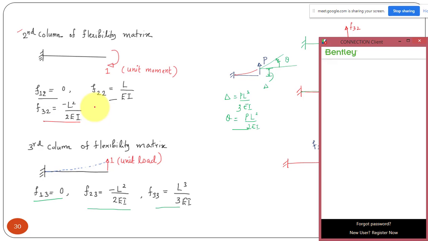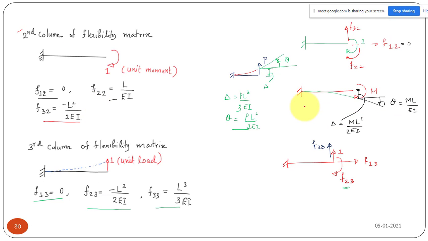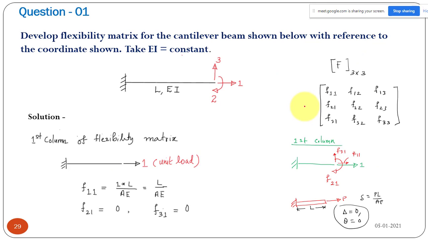Okay, so do we have any doubt in this case? Any doubt in this case? Sir, can you again repeat the first column? The first column, okay. For the first column, you take your cantilever beam and apply a unit force corresponding to the first coordinate. So what is that force? It should be an axial force. And when you apply an axial force to the bar, this is the axially loaded member.